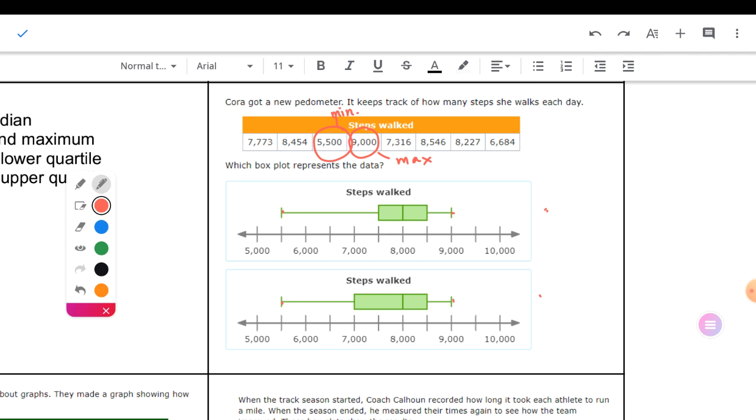Okay? From there, we have to find the median. Before we can find the median, what do we need to do?